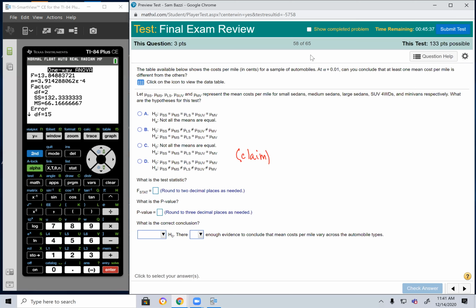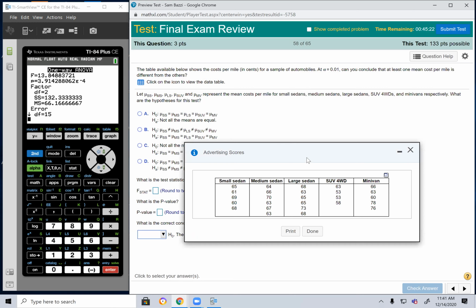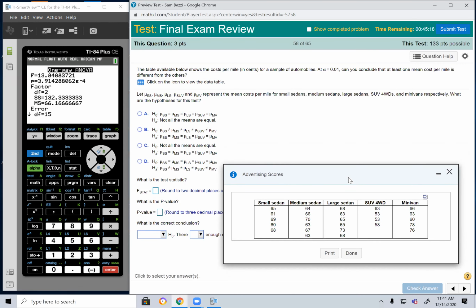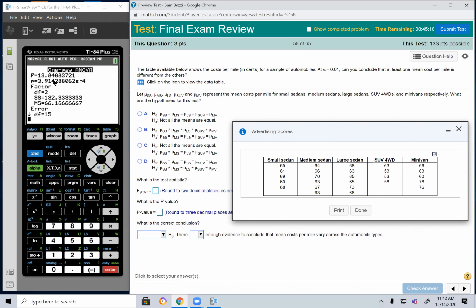Okay, here's another one. The table available below shows the cost per mile in cents for a sample of automobiles at alpha equals 0.01. Can you conclude that at least one mean cost is different from the others? Okay, guys, I'm not going to do this using the calculator.